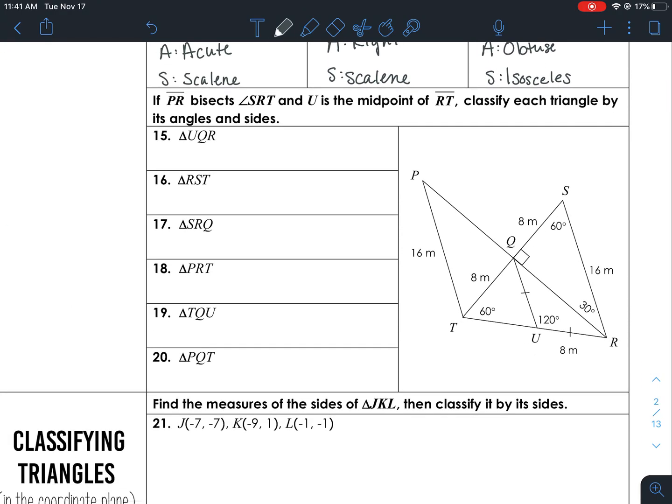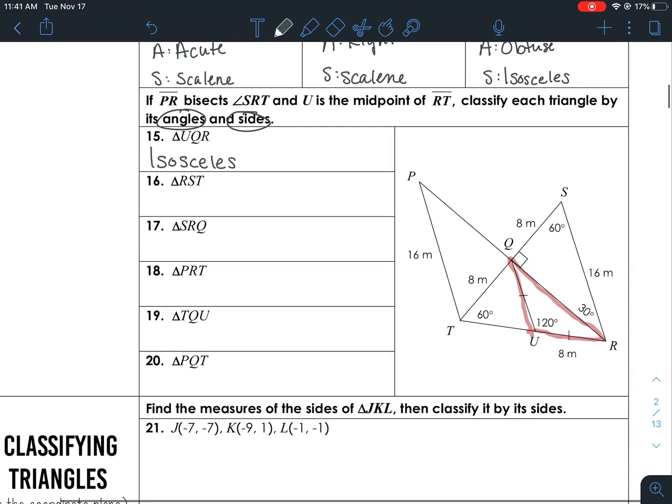All right, so now we're going to use what we know here, or given here, to classify each triangle by its angles and by its sides. So I'm going to do a couple, then give you the answers for a couple. So U, Q, R. U to Q to R. So by sides, we can see we've got two ticks. So that makes it an isosceles. And we have an angle here greater than 90, so this would be an obtuse.